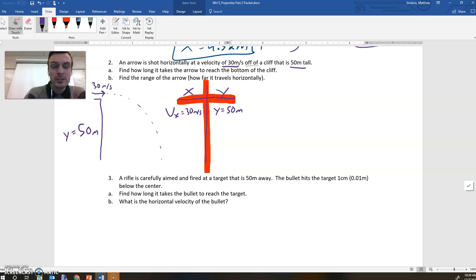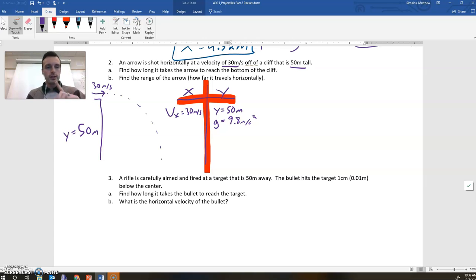Now this may look a little sparse, right? We don't have a whole lot to go with on this one. However, we always know that projectiles are under the influence of the force of gravity. And if that's the case, then we know that this g, this acceleration due to gravity, or sometimes we call it gravitational acceleration, we know that value is 9.8 meters per second squared.